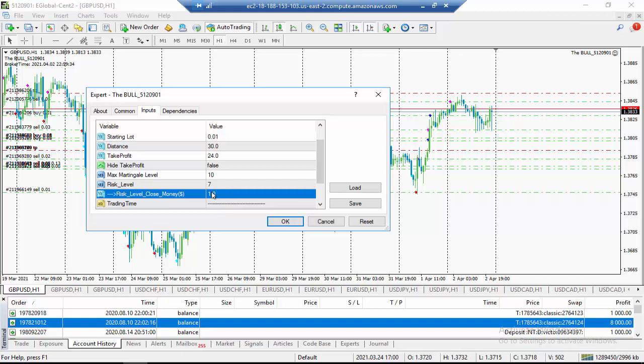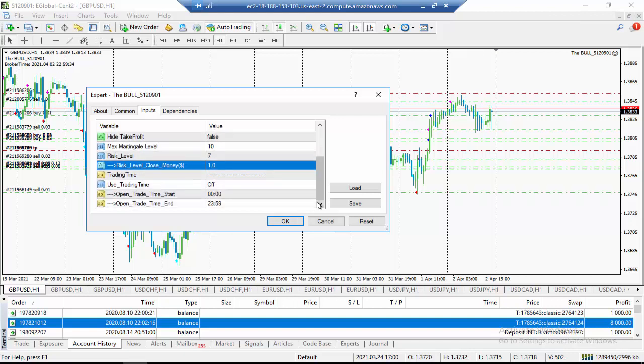You can even put 10 cents, you can put 50 cents, you can put 20 cents. If I want to put 10 cents, I'll put 0.10. This is 10 cents. If I want to put 1 cent, I'll put 0.01. That's 1 cent. But in my own situation, I put $1.